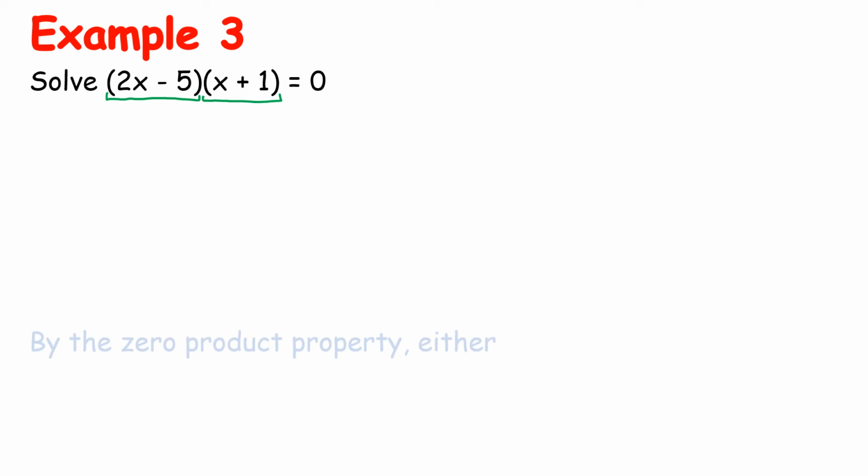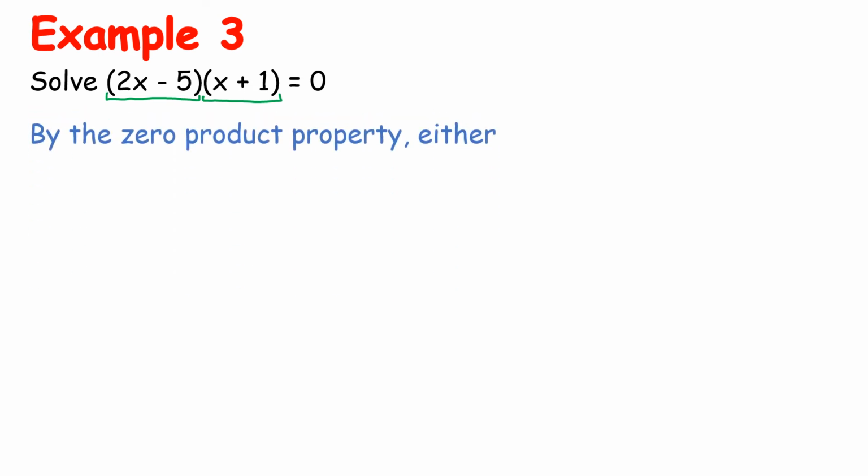So example 3. Solve (2x - 5)(x + 1) = 0. Again, this was a quadratic that a guide number was used to factorize. We have two factors here, they're both in brackets, and they equal 0. So we know by the zero product property that either 2x - 5 equals 0 or x + 1 equals 0. Let's solve the first little linear equation.